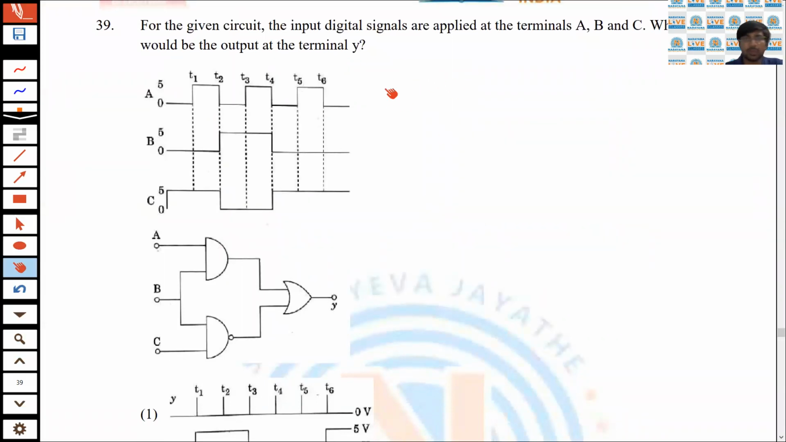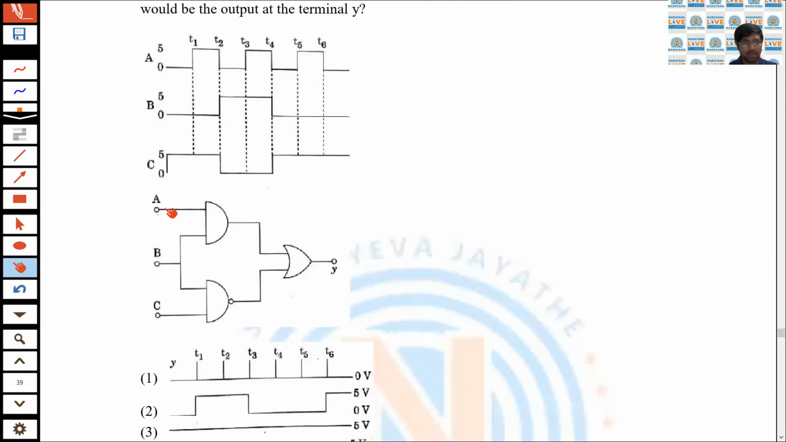For the given circuit, the input digital signals are applied at the terminals A, B, and C. What would be the output at the terminal Y? Now, this is A and this is B. This certainly becomes A dot B. And this is B and this is C and is passing through a NAND gate. This becomes A dot B bar. And now what is the output Y? This is AB plus AB bar.